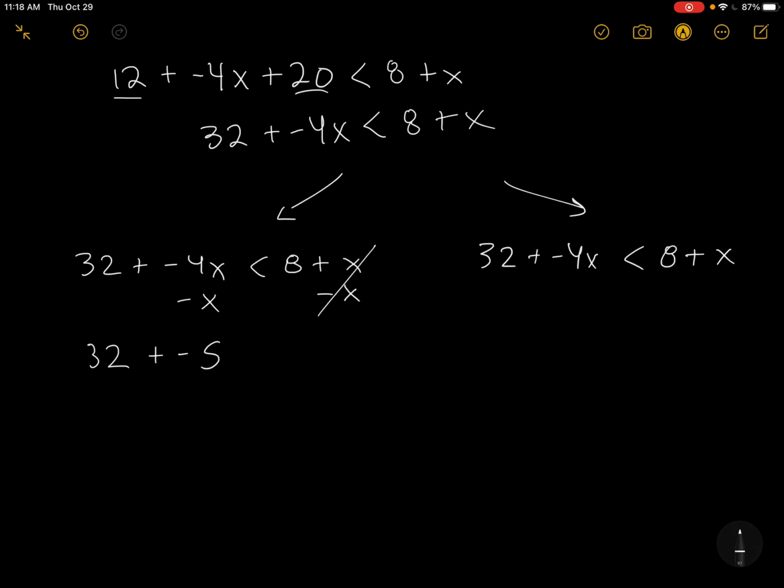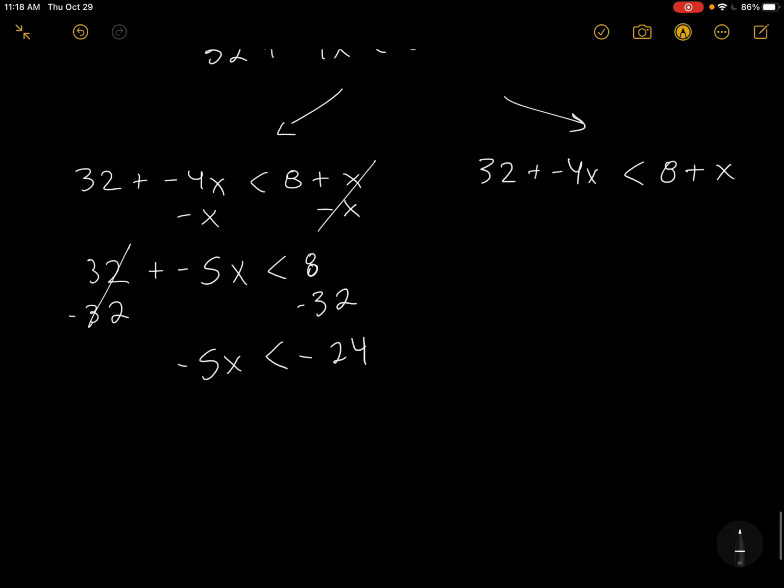32 plus negative 5x, it's an 8. So now I have to get rid of my 32. That is 24, right? Oh, why did I do that? I picked it, it's going to form a fraction. That's fine. We won't graph it.